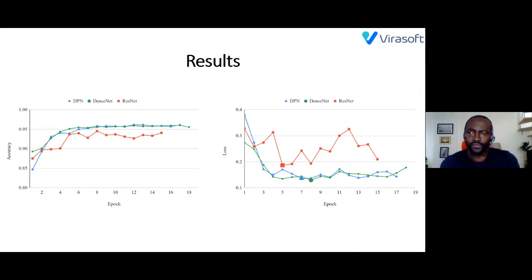On the loss curve on the right, I have marked the lowest validation losses for each network with bigger pointers. So ResNet, with the square pointers and the red curve, has the lowest validation loss at epoch 5. However, DenseNet and DPN achieve lower validation losses at epoch 8 and 7 respectively. But the lowest among the three was the DenseNet.